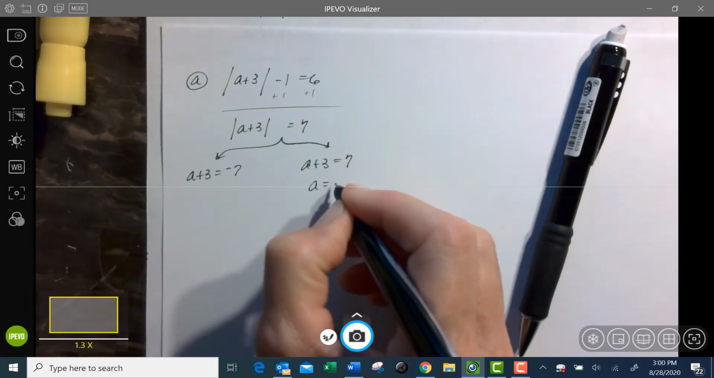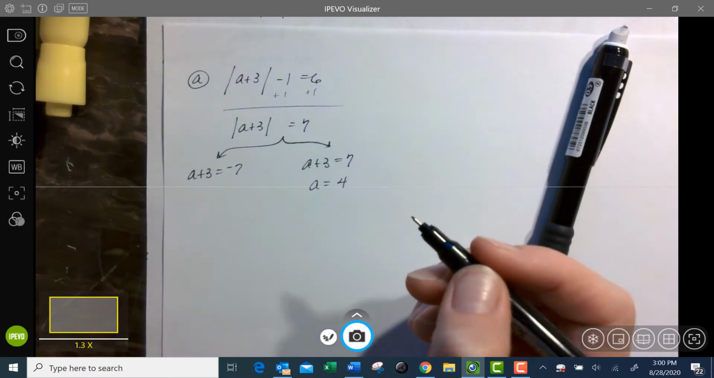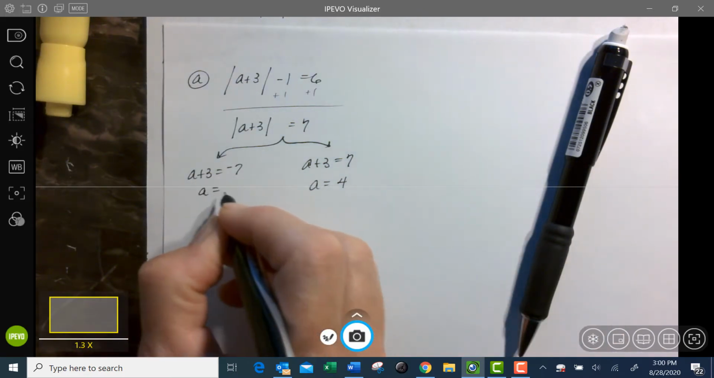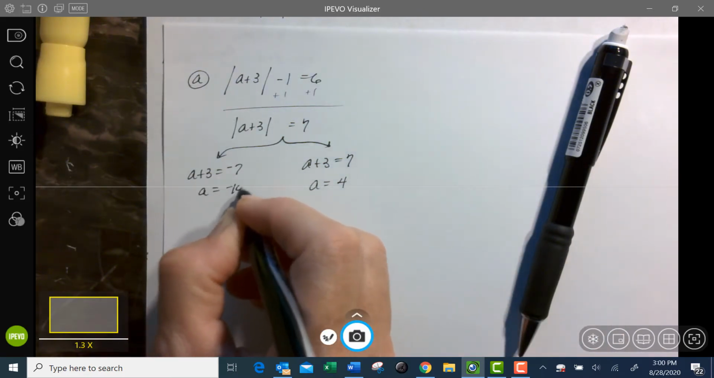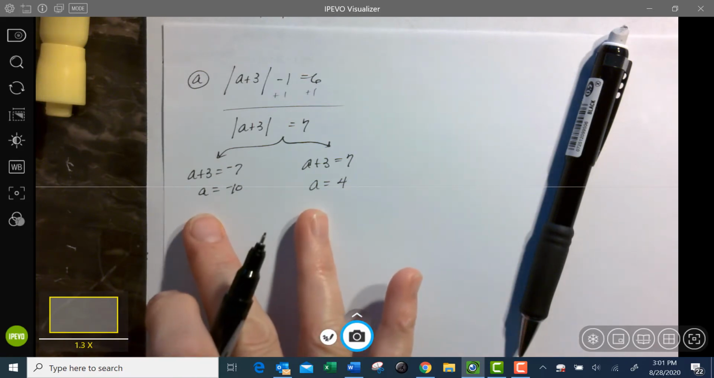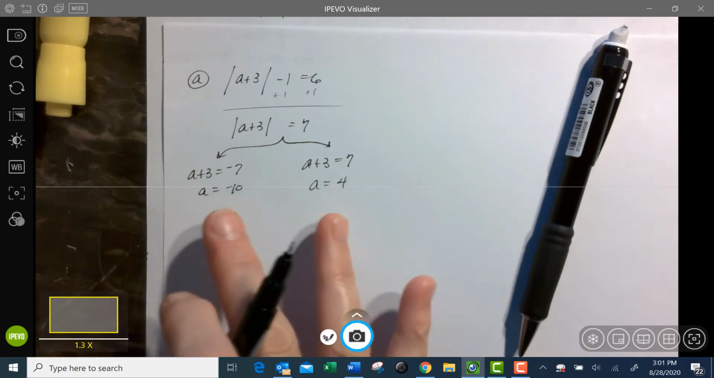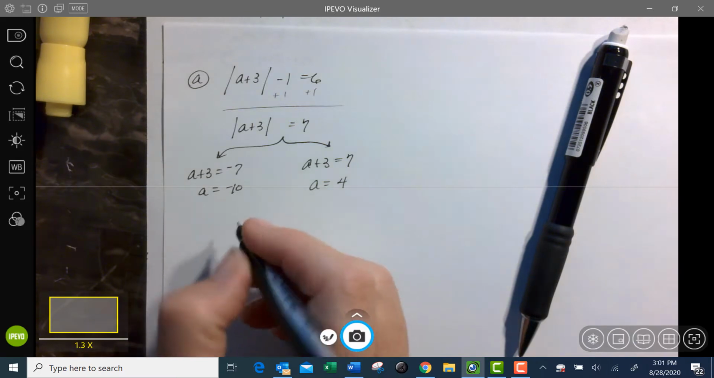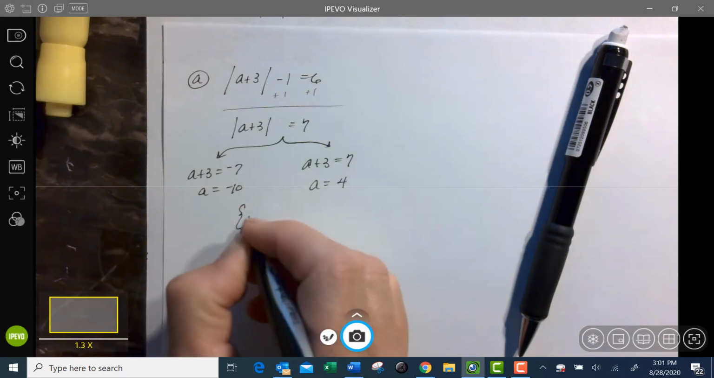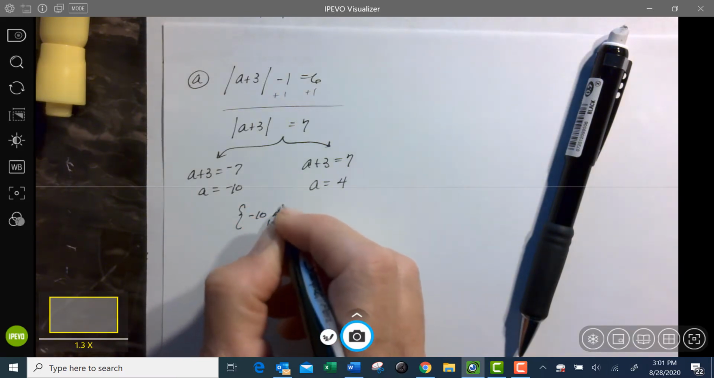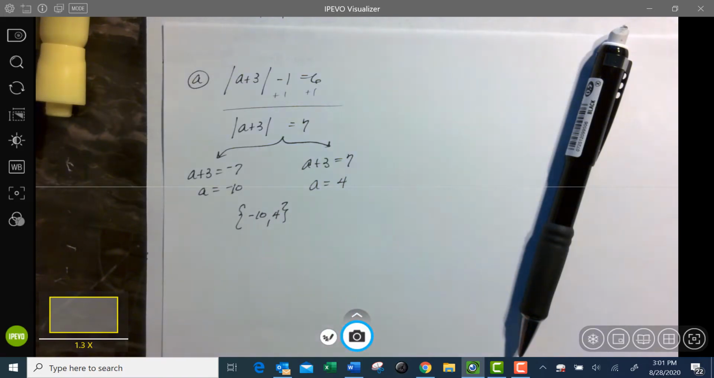So if I subtract 3 from the right equation, I get A equaling 4. If I subtract 3 from the left, I get A equaling negative 10. These are my two solutions. So I've done all the work. These are my answers. And often we will put these answers in what they call set notation, which are these braces, and then you put your two solutions in the middle with a comma between them. So part A, the equation, is done.